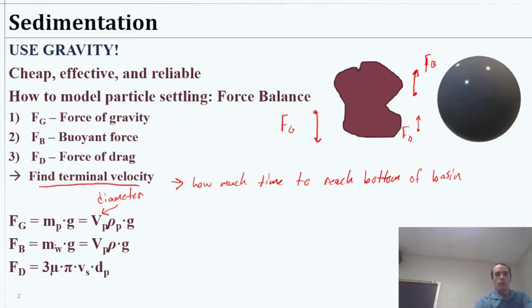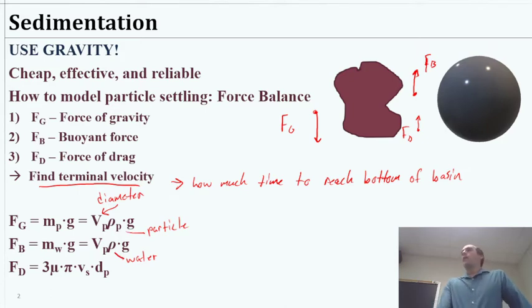So for the buoyant force, then, it's the mass of the water instead of the particle times the acceleration due to gravity, and we can get the mass of the water in the same manner by saying, okay, well, we have the volume of the particle, so it's still Vp here, times the density, but this time density of the water. Whereas the rho p here is density of the particle. I'll have all this written out on the next slide too, I believe.